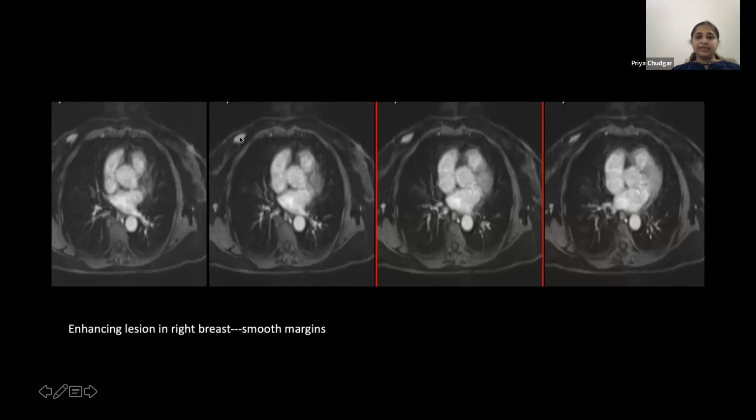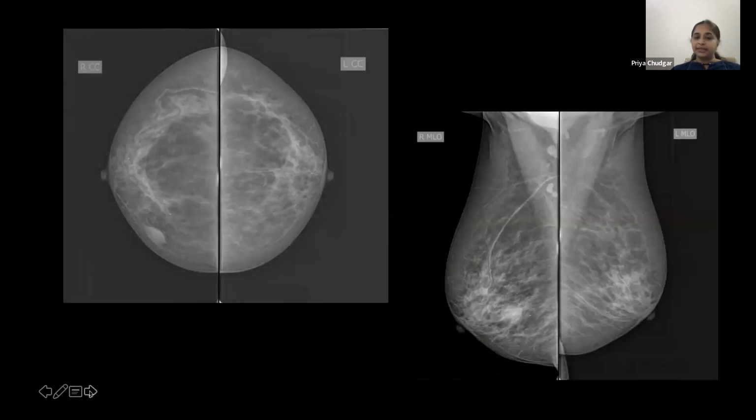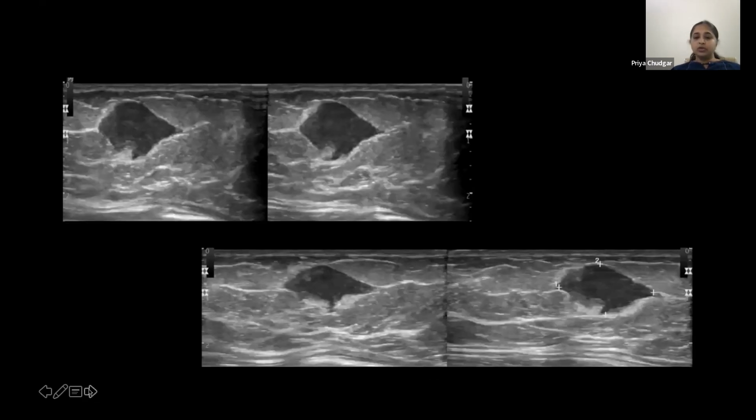But as we see, the margins are very smooth. Immediately the patient underwent bilateral mammography, and this is the mammo image which shows a lobulated lesion but with smooth margins. However, in MLO view, the margins were obscured in one plane. This was the sonography picture. This is not classically looking like benign. There are some internal echoes, some frond-like projections along the periphery.